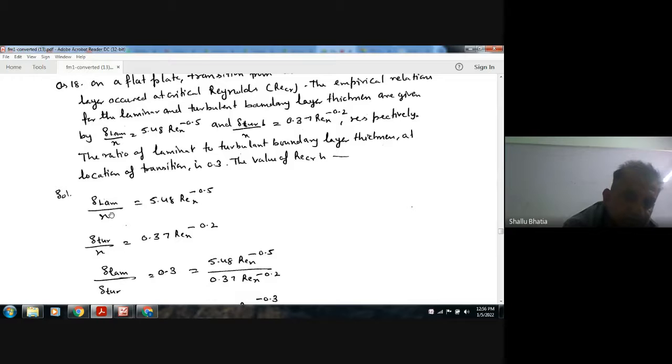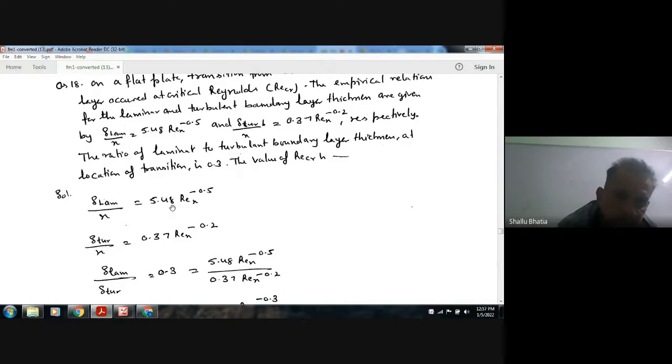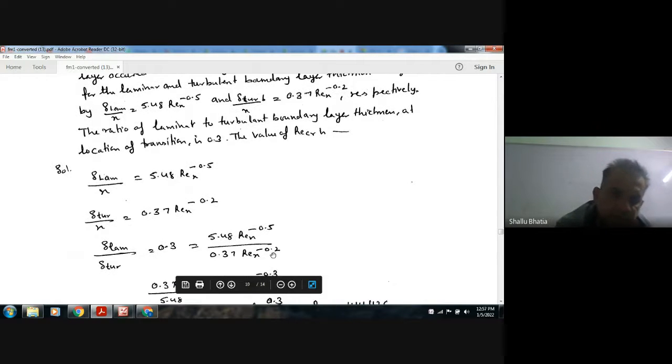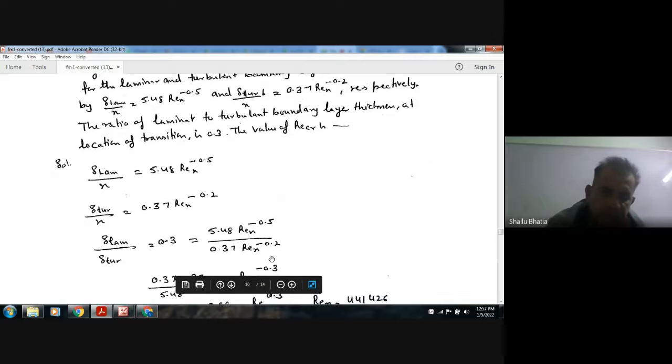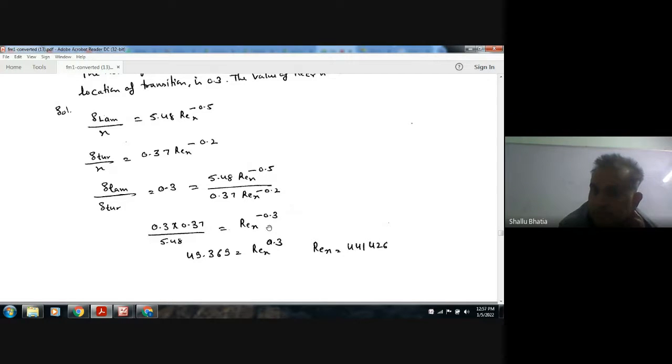So let x be the location of transition. So delta lambda by delta tubular is equal to 0.3. Dividing these two, delta lambda by delta tubular: 5.48 Rex to the power minus 0.5 divided by 0.37 Rex to the power minus 0.2. Here it will be Rex to the power minus 0.5 plus 0.2, which is Rex to the power minus 0.3. So this is 0.3, this is 0.37, and this is 5.48.